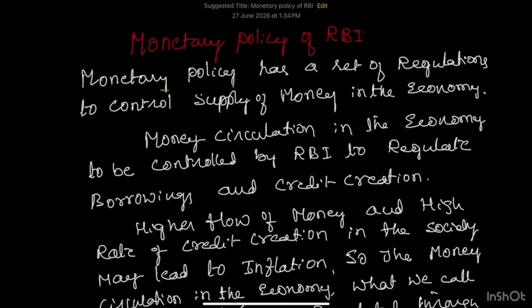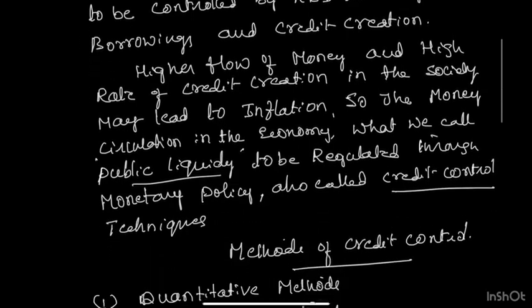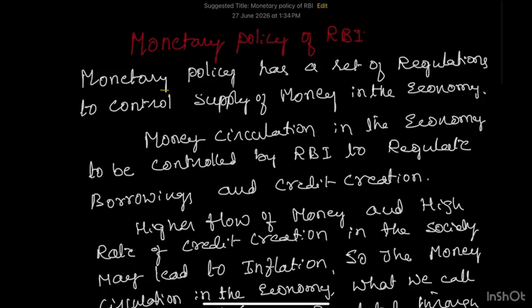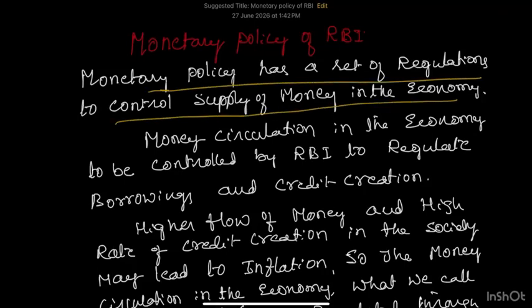So this monetary policy or the monetary measures of RBI can be discussed for hours together, but from the point of examination, I want to simplify the concept. Monetary policy has a set of regulations to control supply of money in the economy. Monetary policy is nothing but a set of rules and regulations which have been framed by the RBI to have a control over the money circulation in the economy.